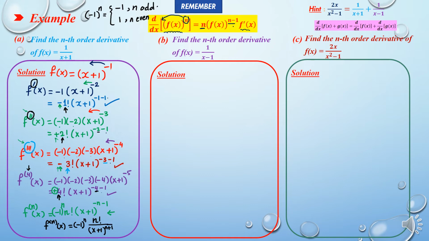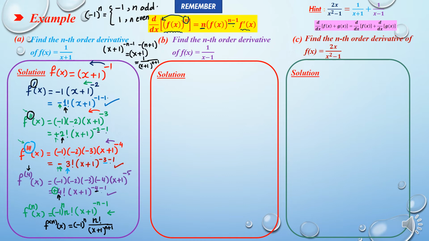Why is that? Because here we can write (x plus 1) to the negative n minus 1 as (x plus 1) to the negative (n plus 1), and you have to take negative 1 as the greatest common factor, and this we can write as 1 over (x plus 1) to the n plus 1. And that's it. So this is the nth derivative of the given function.